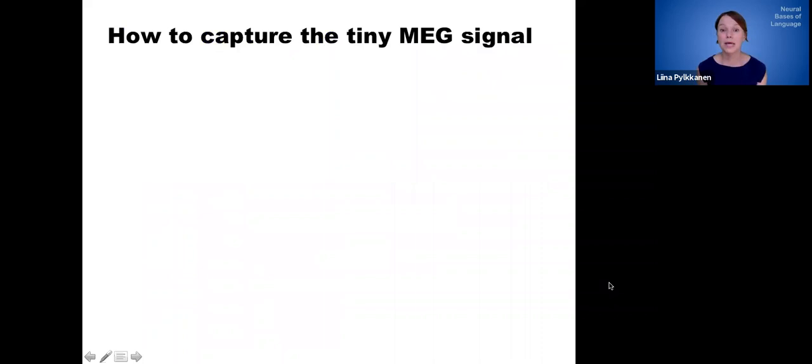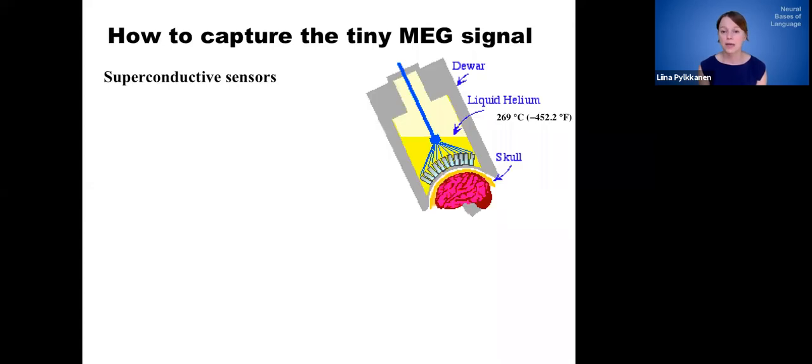Okay, so how can we then capture this very, very small signal? Well, there are three main ways that we do that. First of all, our sensors have to be really sensitive. So our sensors are superconductive, which involves fancy physics. And one component that any user of MEG encounters and has to deal with is that the sensors lie in liquid helium. That's part of what makes them superconductive.